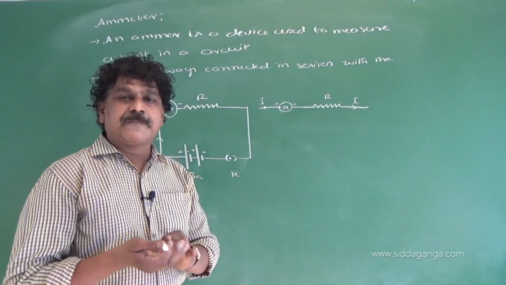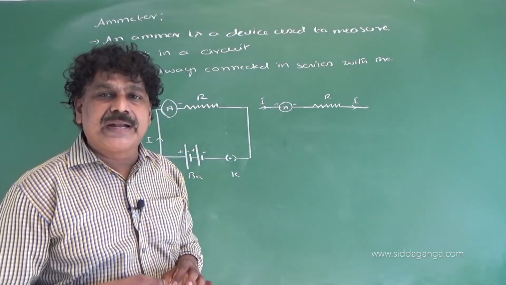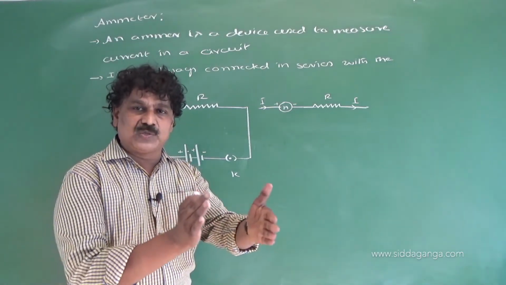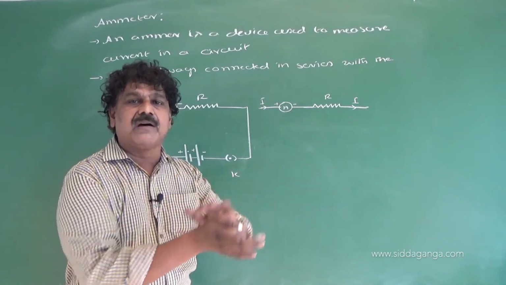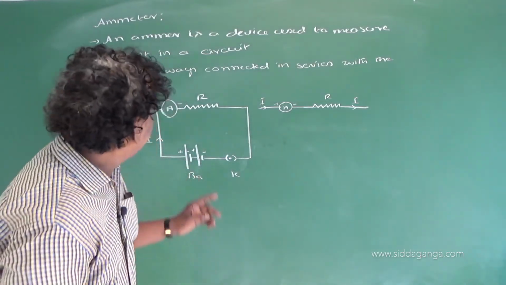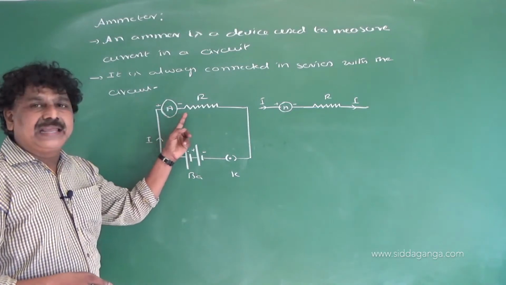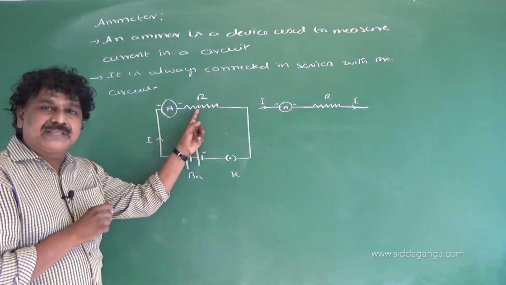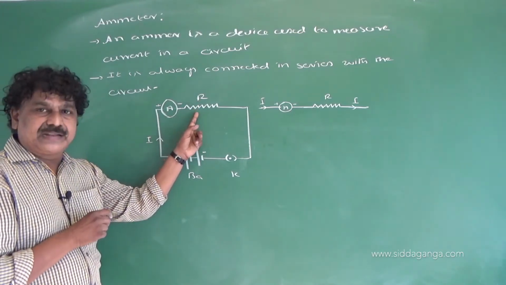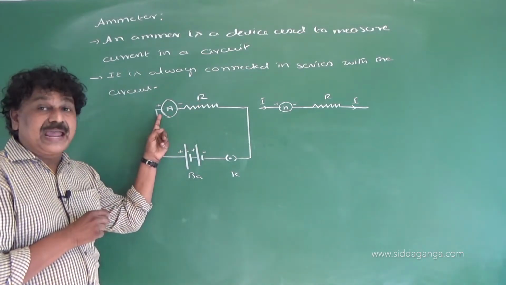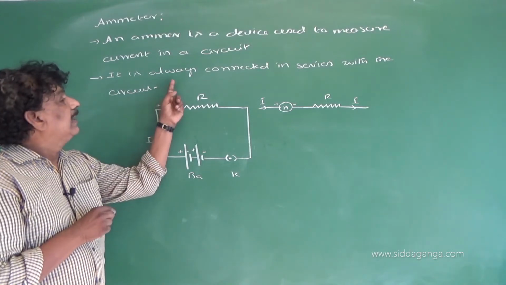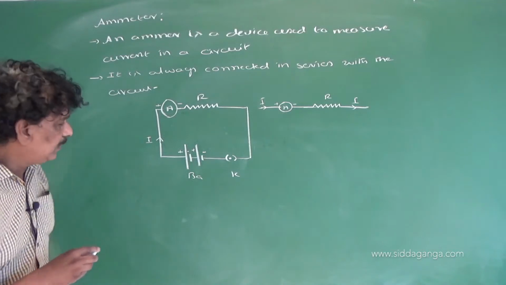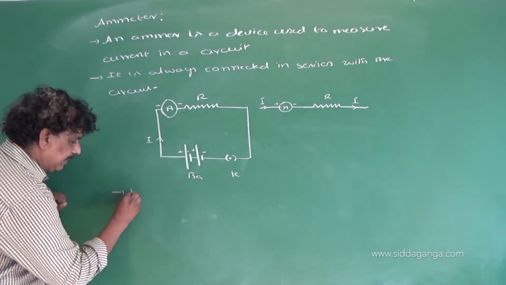It is because when electrical components are connected in series, the same current flows through each component of the circuit. Here, when we connect that ammeter in series, that is end to end, the same current which is flowing through the resistance is flowing through the ammeter. Therefore, an ammeter is always connected in series with a circuit.